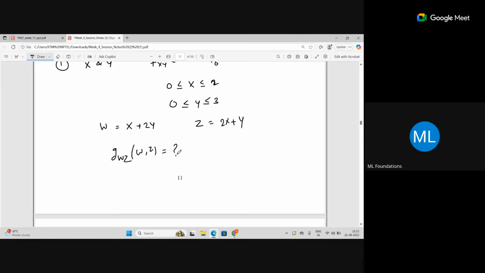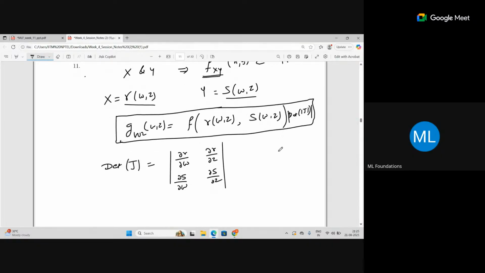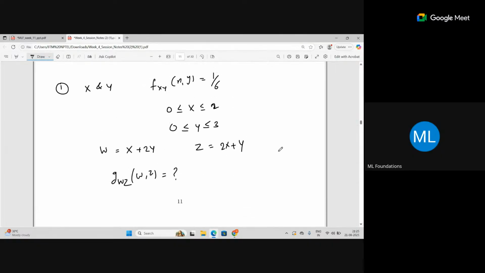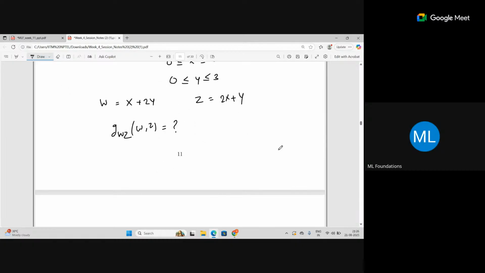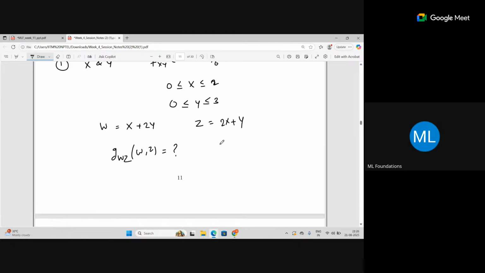This is my question. So, looking at it, what should I do first? I need to find the determinant of the Jacobian first, and then I will plug in the values of these functions into the formula. What do you think here? I know the joint density of x and y, but I don't know the joint density of w and z. So the first thing I need to do is, with what I know, the joint density of x and y, make these functions into functions of x and y.